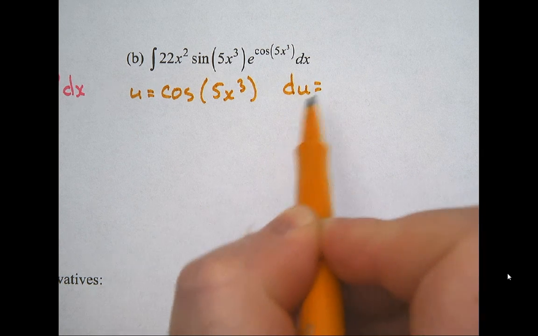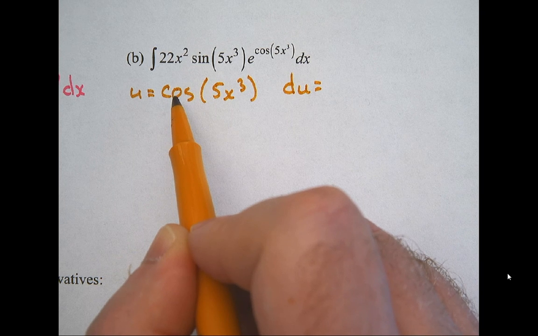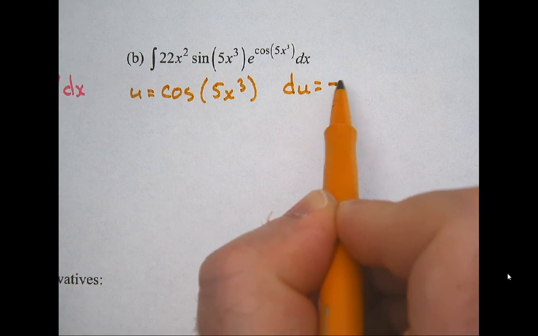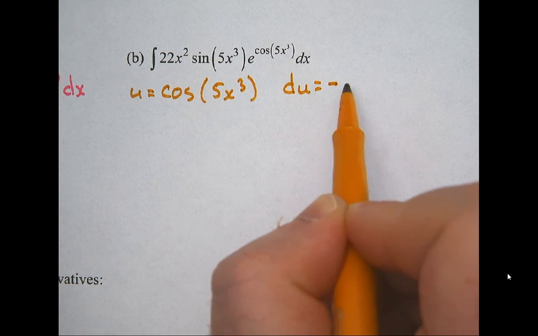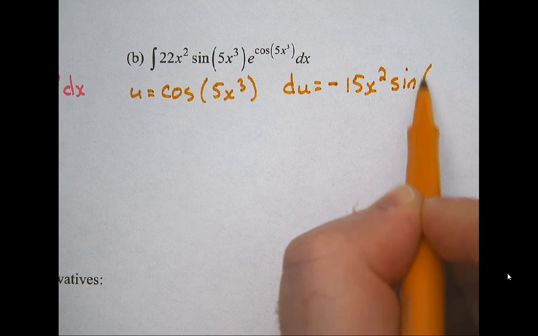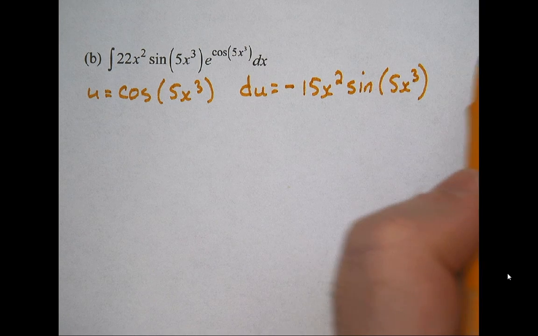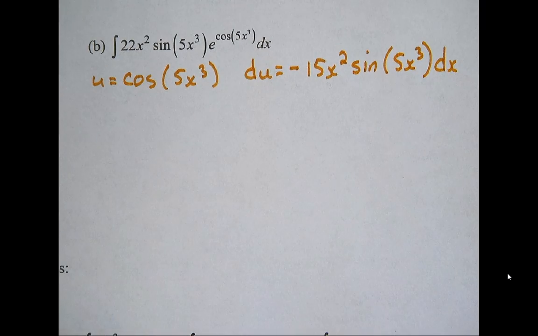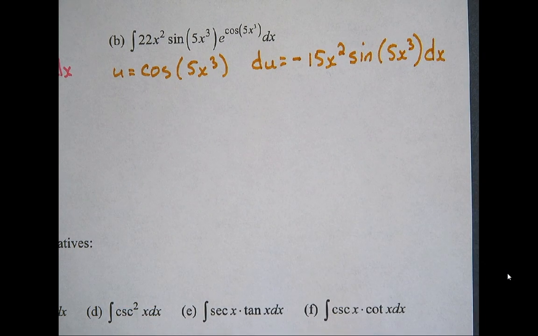So then du, all right, let's see if we can do this in our head. The derivative of cosine is negative sine, but I'm going to have a chain in there, so there's going to be a 15x squared before the sine. And I almost forgot my dx. Now look, let's say you couldn't do all that in your head. Then do it the long way. You should still end up at the same place. That's why you have the power of the pause button.